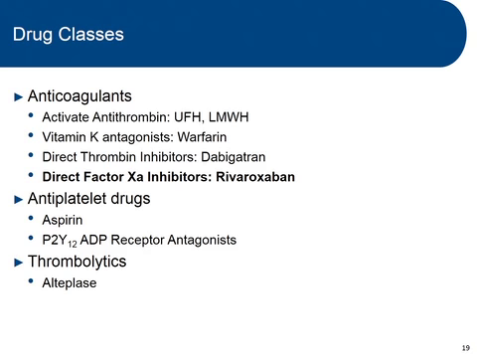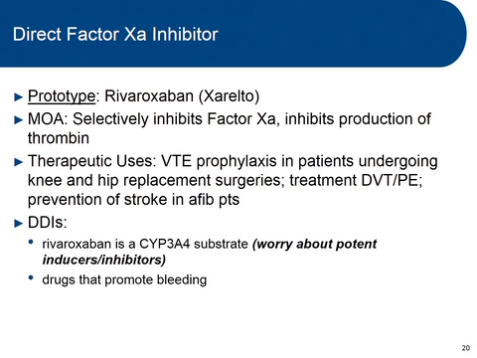All right, so let's move on. So our final anticoagulant that we're going to talk about is rivaroxaban, which is a direct factor Xa inhibitor. Rivaroxaban, or the brand name Xarelto, is a direct factor Xa inhibitor. It selectively inhibits factor Xa, and this inhibits the production of thrombin. It is used for VTE prophylaxis in patients undergoing knee and hip replacement.